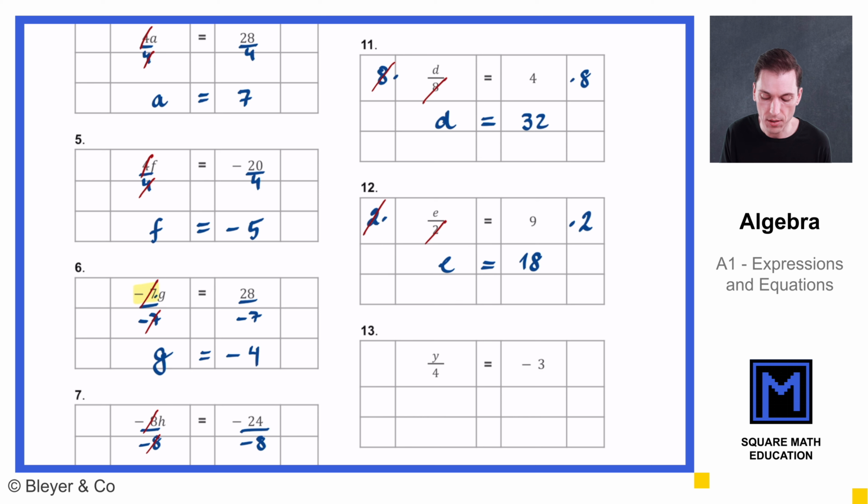Now the last equation. y divided by 4 is equal to negative 3. The inverse operation of dividing by 4 is multiplying by 4. So let's multiply both sides of my equation by 4. 4 and the other 4 are going to cancel out. y is equal to a negative number multiplied by a positive, which is going to be negative. 3 times 4 makes 12. And that is my final equation.